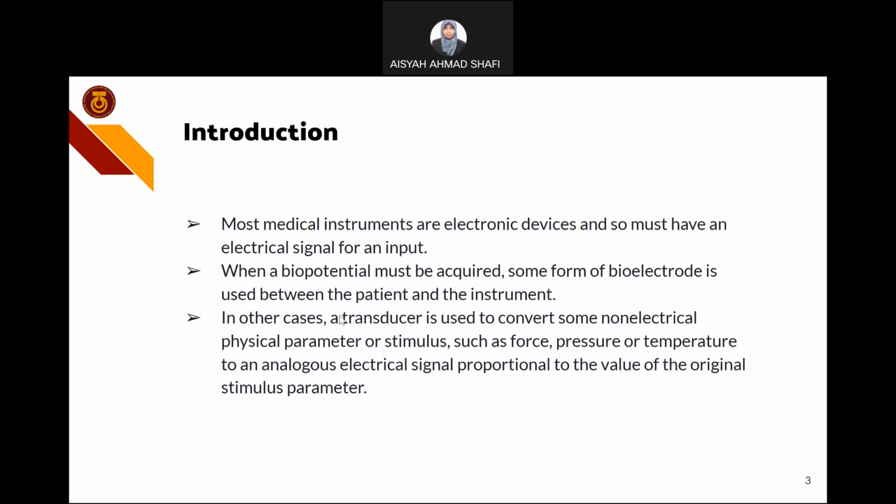And then for other physical parameters, usually some non-electrical parameter, a transducer is used to convert this parameter, such as force, pressure, or temperature, to an analogous electrical signal proportional to the value of the original stimulus parameter. This means when you have to record the measurement, you need to use the electrode and transducer.